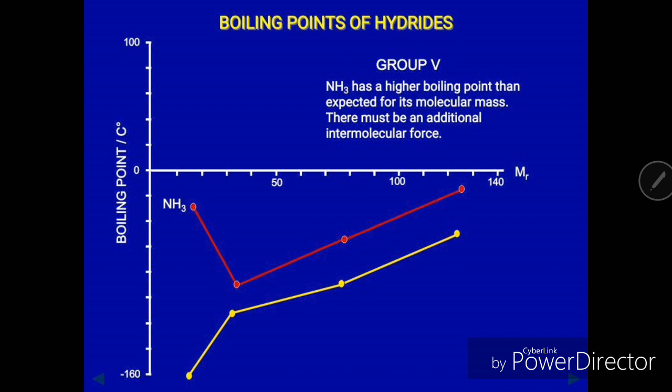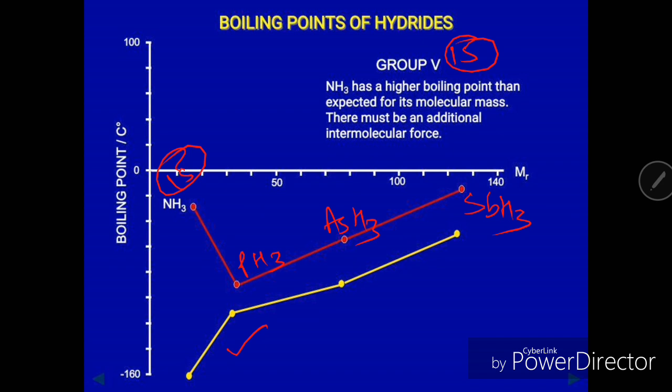Now come to group 15. This yellow curve is for the group 14 hydrides, and this red curve is for the group 15 hydrides. Now the first member is NH3, second is PH3, third is AsH3, and fourth is SbH3. From PH3 to SbH3 the boiling point is continuously increasing, but from NH3 to PH3 it is decreasing. Why?